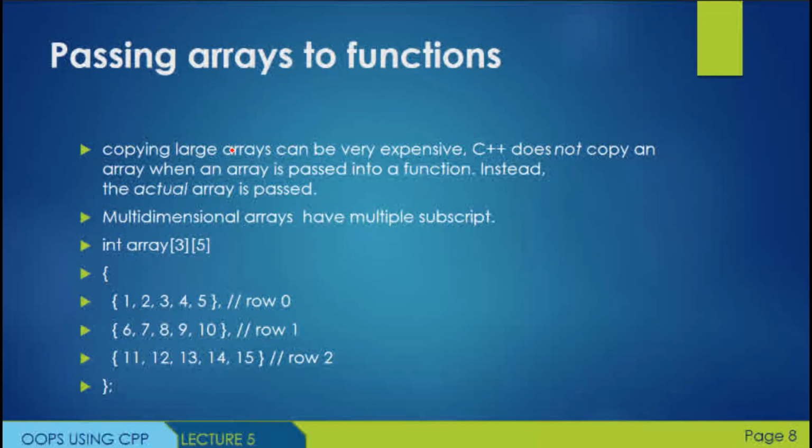We can also have multi-dimensional arrays having multiple subscripts. For the sake of example, here we have created an array with 2 dimensions. This is called a row major. The first left index tells the rows and the second tells the column. Here is a way of defining it. We can also omit this first subscript, but C++ doesn't allow both subscripts to be omitted. Let's move on.